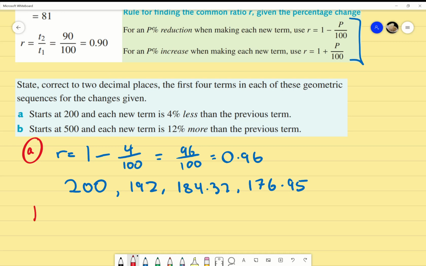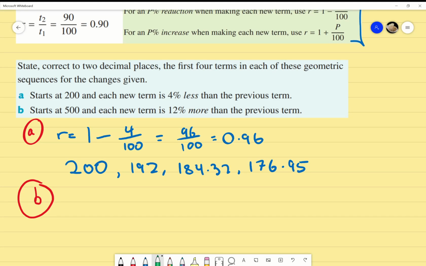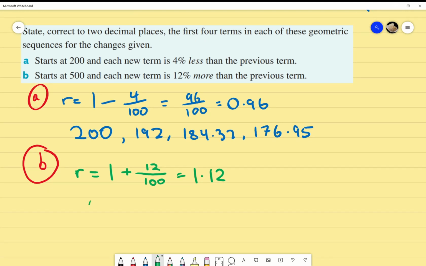For option B, my answer is going to be increasing, isn't it? So I need to use the second formula. So with the second formula, I know I start off with 500, but it's going to be 12% more than the previous term. Same formula, except I'm going to add instead. So R equals 1 plus 12 over 100, which if you put that in the calculator in decimal form is 1.12. It is now greater than 1, so each term is going to be greater than it was before. Okay? So in that situation, our first term is 500.